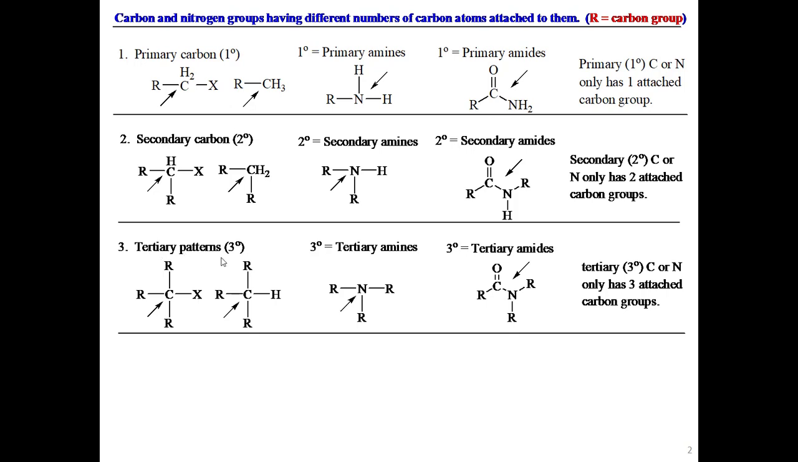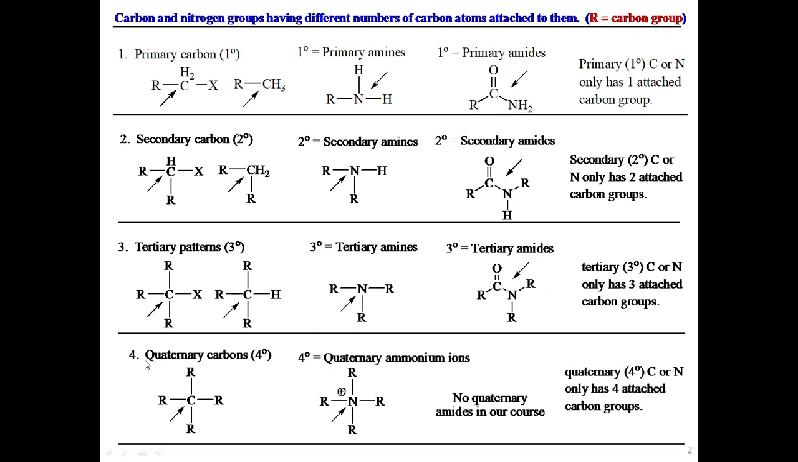We next have tertiary patterns. Tertiary means there's three carbon groups attached. In this case, this is a tertiary carbon. I have a different group here, bromine, amine, NH2 or something. And then it could just be a CH, and there's three carbon groups. So these are both tertiary carbons. We could have a tertiary amine, so again, just a simple nitrogen with three carbon groups attached. We could have a tertiary amide, in that one of the groups will have a C double bond O, and then the other two will be kind of simple carbon groups. So these are all tertiary patterns.